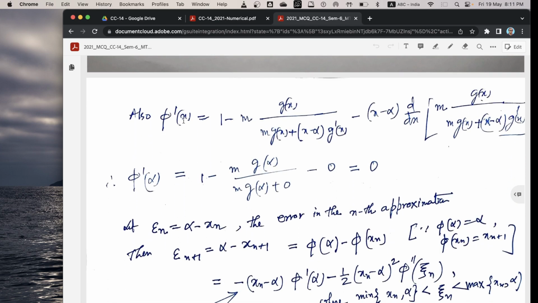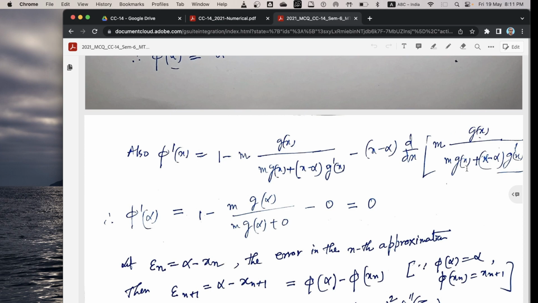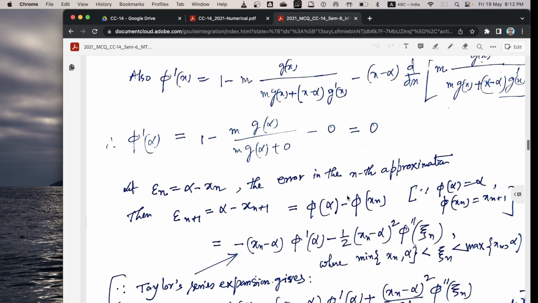Also phi dash x equals 1 minus m into g(x) by m g(x) plus (x minus alpha) g dash x, minus (x minus alpha) times the derivative of this expression. So phi dash alpha equals 1 minus m g(alpha) by m g(alpha) plus 0. This is x minus alpha, so putting alpha minus alpha gives 0, and this term is also 0. So we get 1 minus 1, this equals 0. So phi dash alpha equals 0.